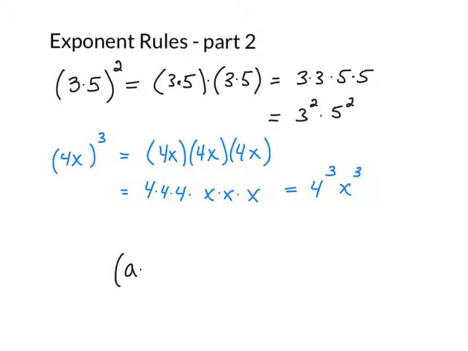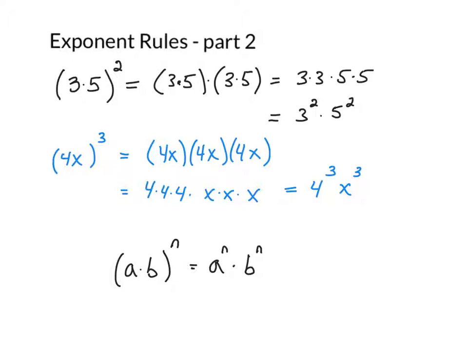If I have some multiplication that's raised to an exponent n, a times b to the n, much like we did here, this n is going to come down and it's going to appear on the a, and it's also going to go on the b. So this is our fourth exponent rule here.